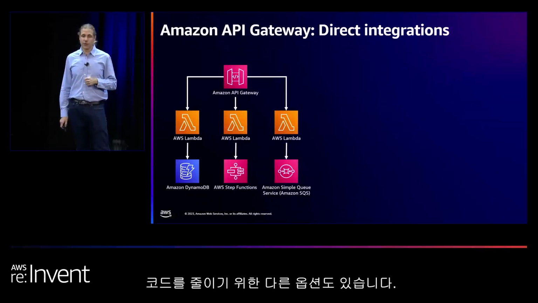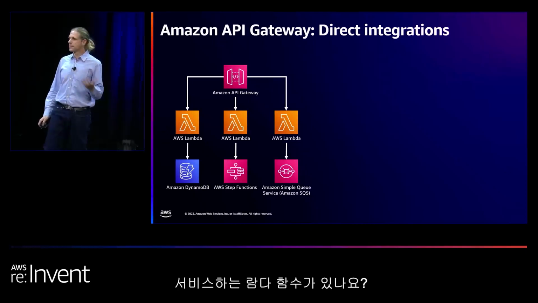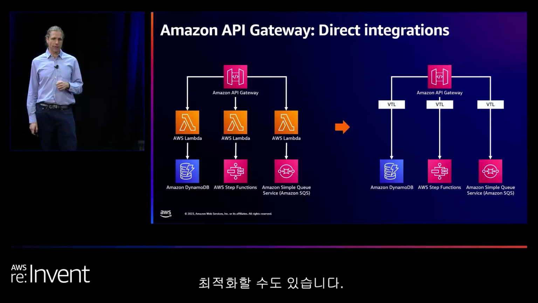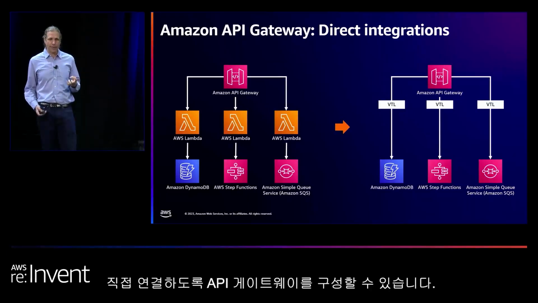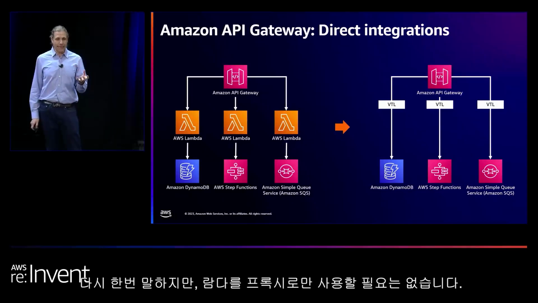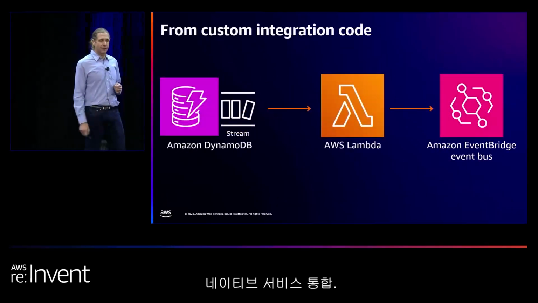Also, other options for reducing code. Same goes for API Gateway. Do you have Lambda functions that you serve only as a proxy between API Gateway and downstream services? Well, you can optimize them as well. You can configure API Gateway to connect directly to multiple AWS services, such as Dynamo, SQS, Step Functions, and many more. Once again, no need to use Lambda just as a proxy. There are many other ways to reduce code and use native service integrations.